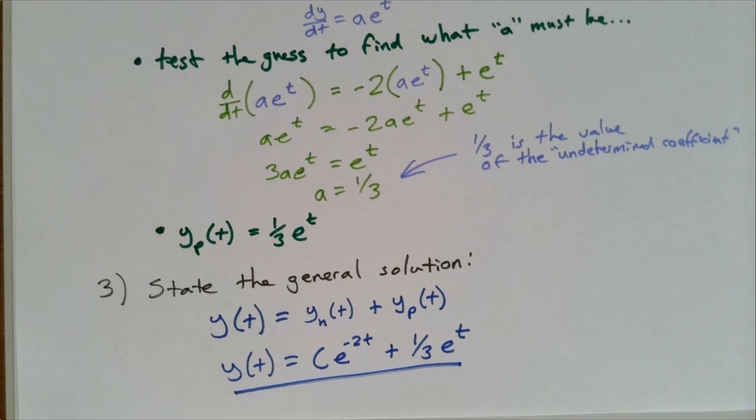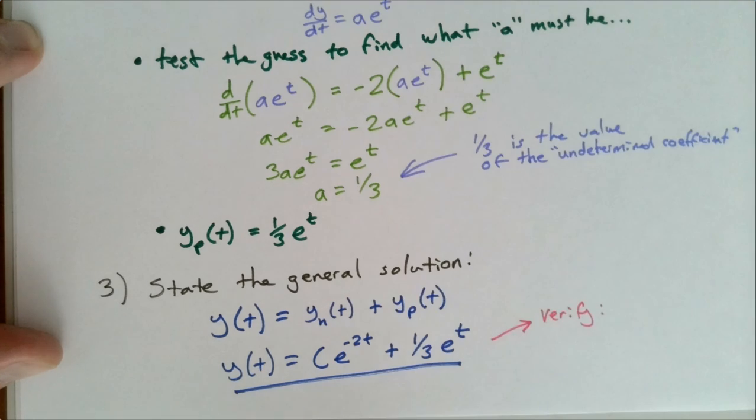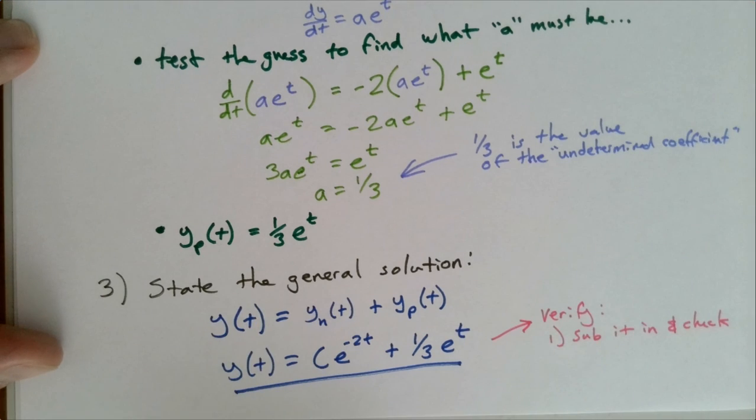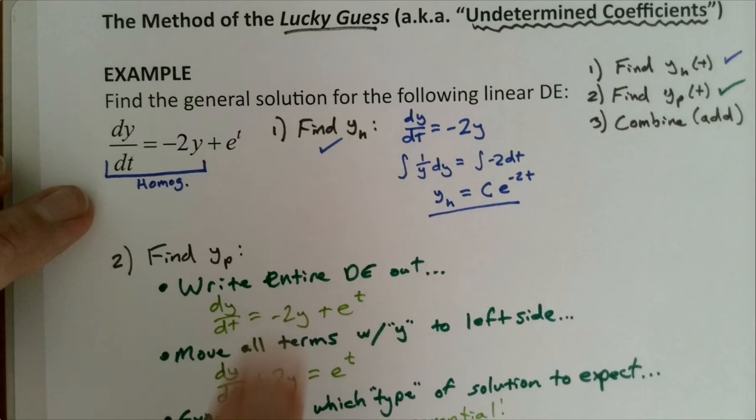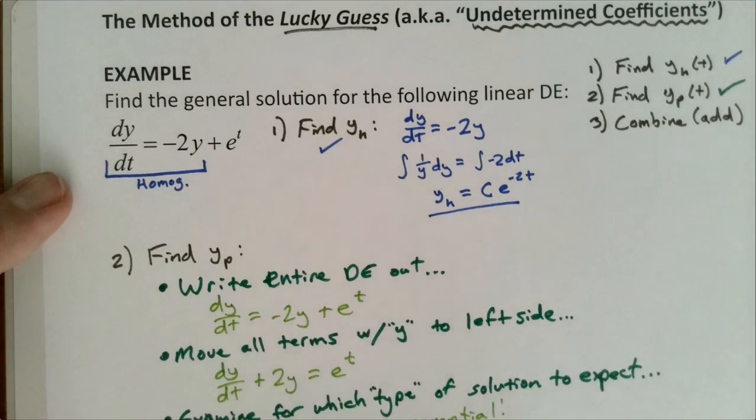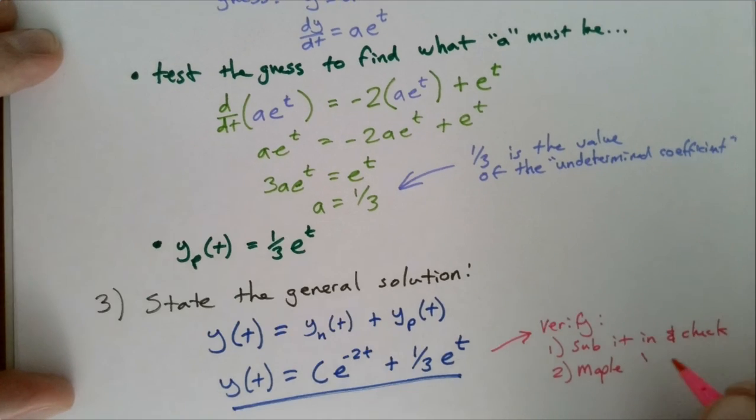Now, the good news is that we can check it. We can verify it, and we can verify this one of two ways. We can sub it in and check. And we could do that, using calculus, take this and throw it into my differential equation way up at the top. I can take this and throw it in for y up here and verify that it works in the equation. The other way, of course, is to just have Maple do a dsolve, right?